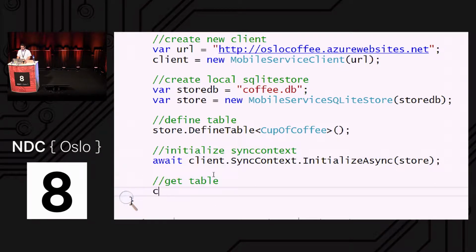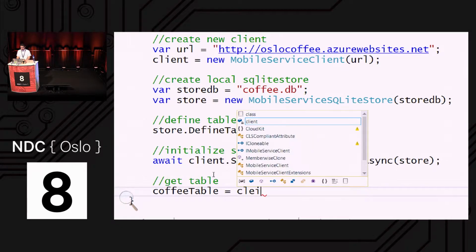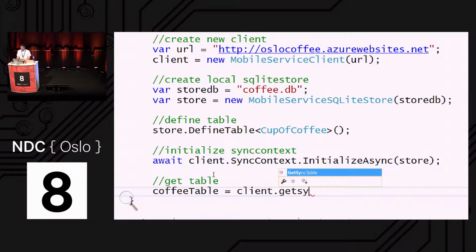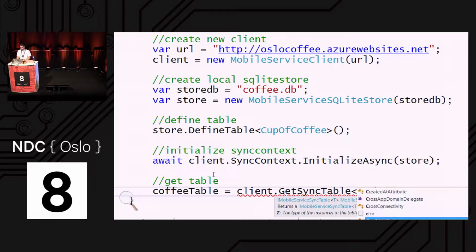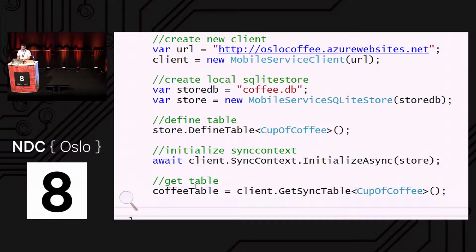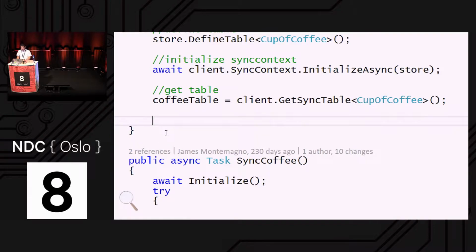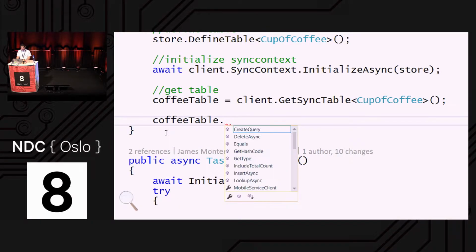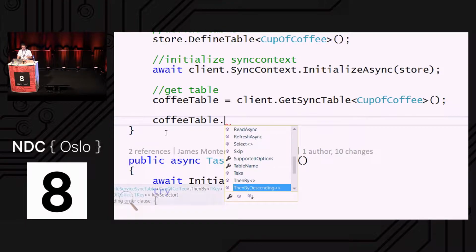So now what I can do is I can get my coffee table, and I can say client.GetSyncTable and give it my CupOfCoffee there. Now once I have this coffee table, I can do all sorts of stuff. So I can say coffee table dot, and I can create a query. I can delete async. I can insert async. I can look up. I can do LINQ queries. I can pull. I can purge. And this is all local that's there. Look at the table name. I can do all sorts of LINQ stuff that's coming in.